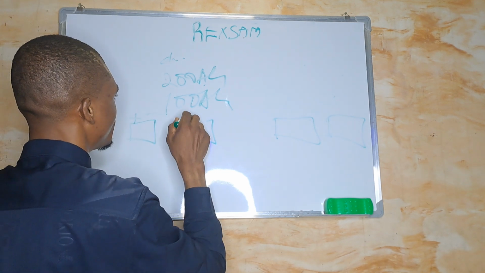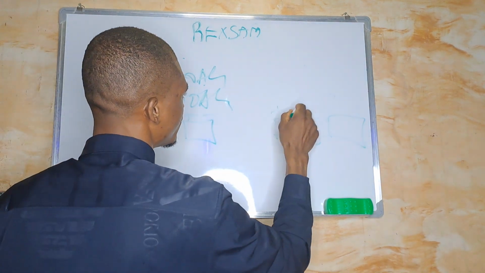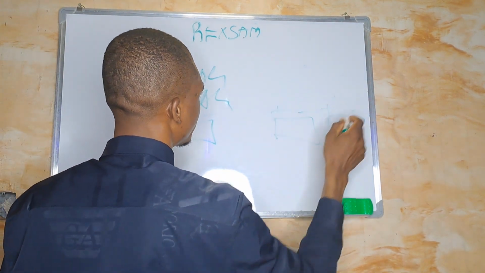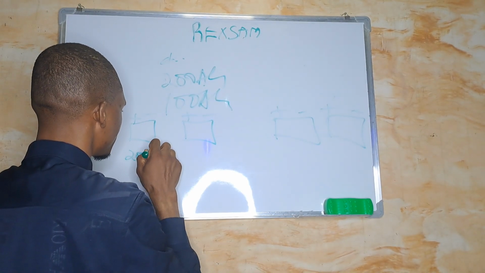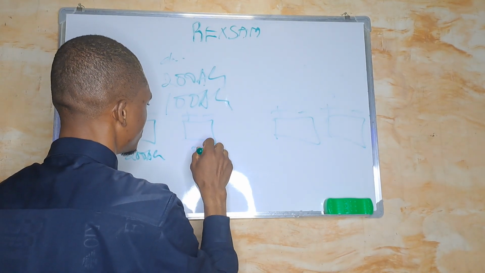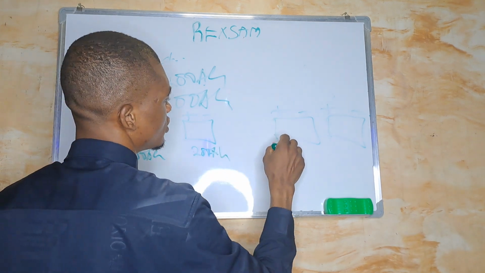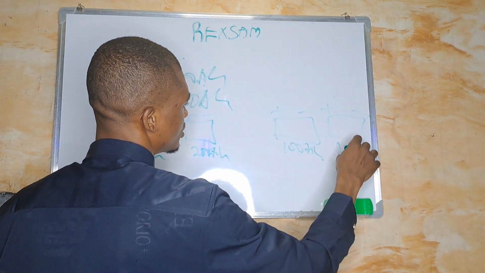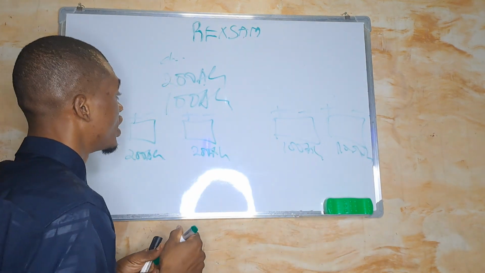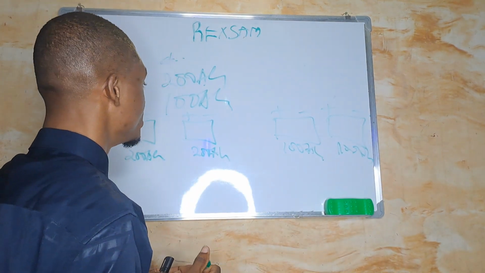Positive, negative, positive, negative, positive, negative, positive, negative. So this is 200 amps, 100 amps. So, and you are trying to connect them in series.